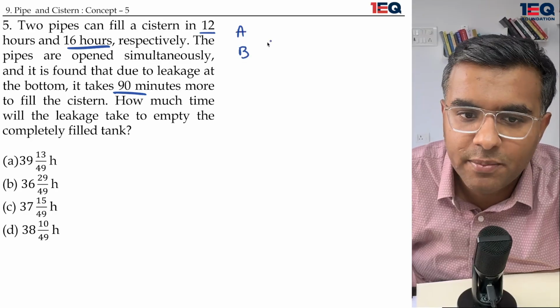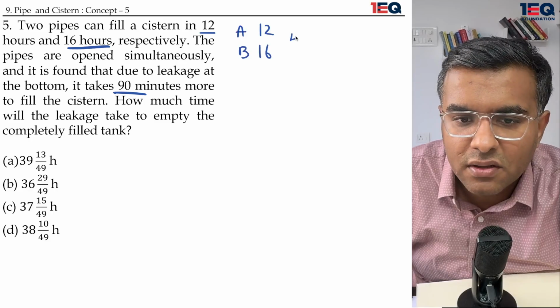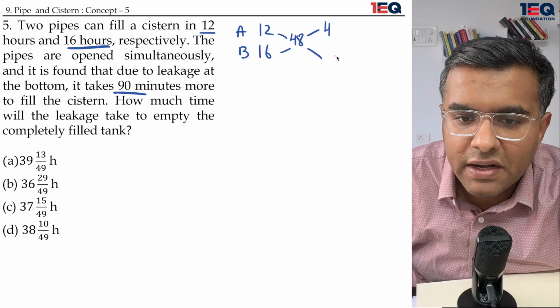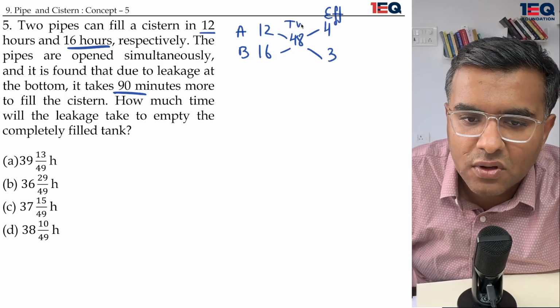Talking about A and B, they are working together. A is doing it in 12 hours, B is doing it in 16 hours. Together, they will do 48 units of work. The input done by A would be 4, and the input done by B would be 6. These are the efficiencies. 48 is the total work, and these are the times.